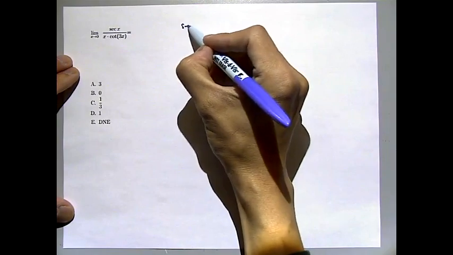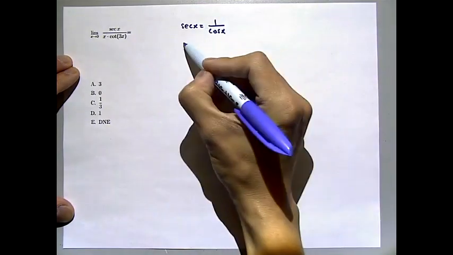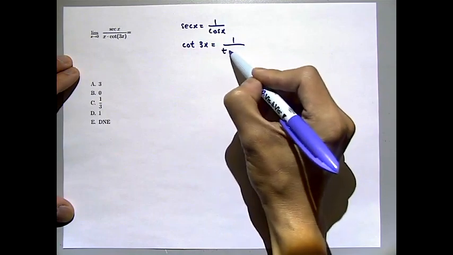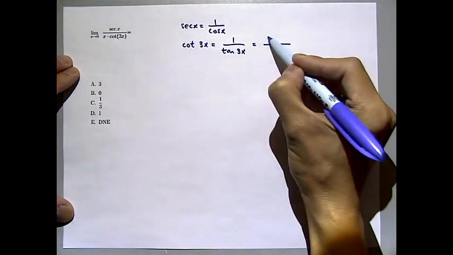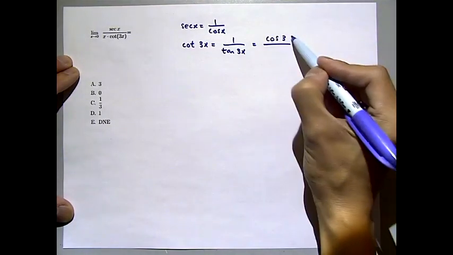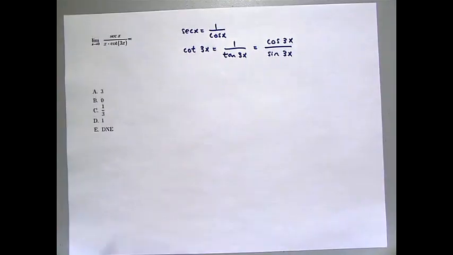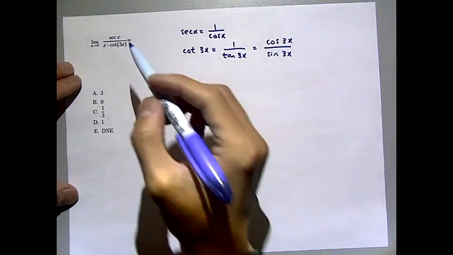Remember, secant is 1 over cosine, right? And cotangent of 3x is 1 over tangent of 3x, which is the same as cosine of 3x over the sine of 3x, because tangent is sine over cosine. So 1 over tangent or cotangent will give you cosine over sine. So let's put these into here and see what happens.